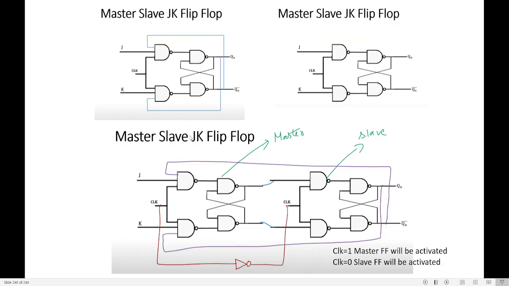For this, I need two JK flip-flops without the feedback. Then what I do, I take the output of one flip-flop, the master, and connect it to the input of slave. Invert the clock of master and connect it to the clock of slave. Output of slave Qn bar is connected to J, one input of the first flip-flop. Qn is connected to the one input of the first NAND gate. Okay, this is the construction of master slave JK flip flop.